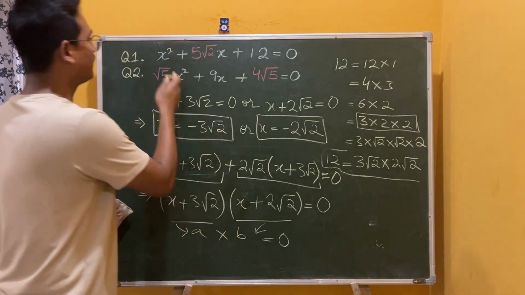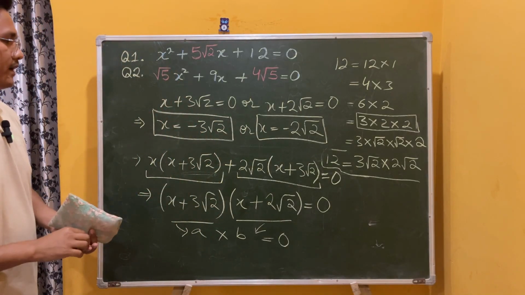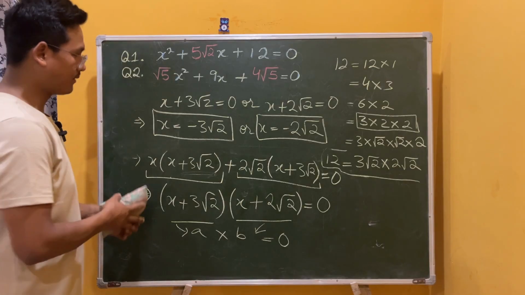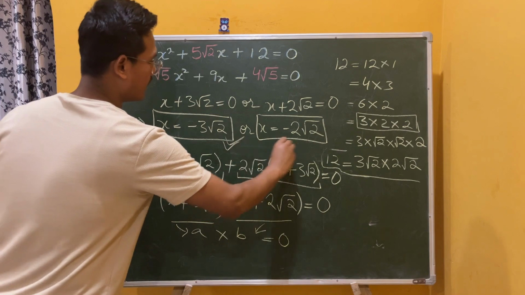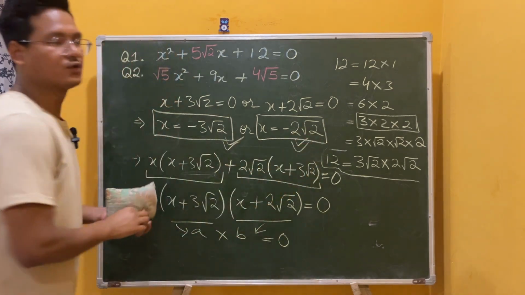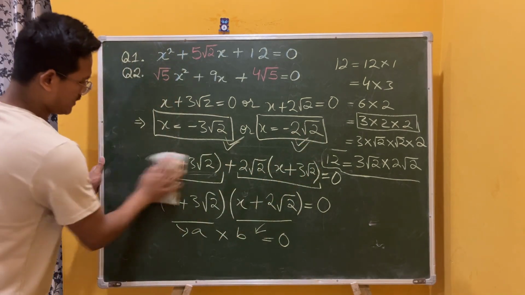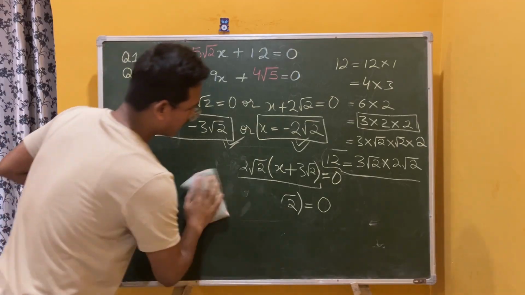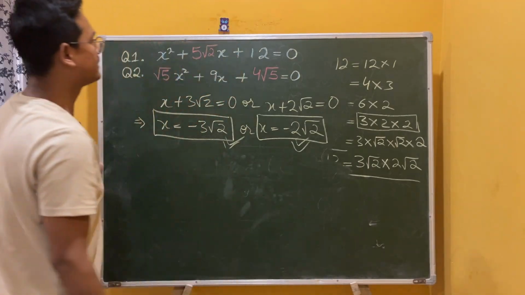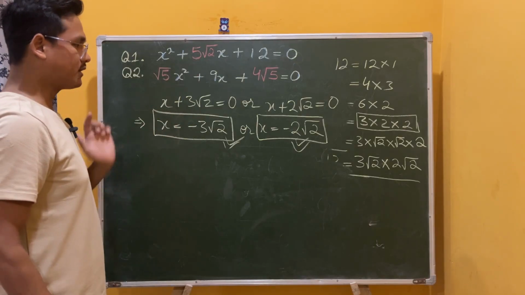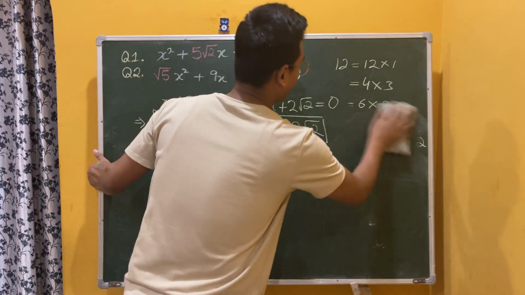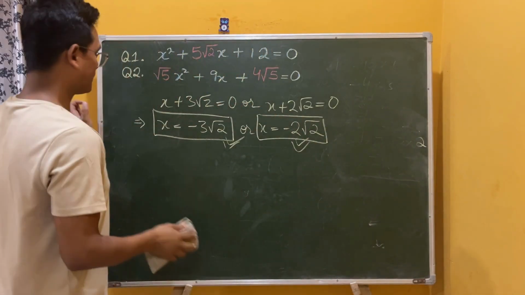You know that when we solve a quadratic equation, we get two values of x. So from this one is 3 minus 3 root 2, another is minus 2 root 2. So I hope you understood. Whenever you see an irrational number in the middle term, this is how it's done. Now we'll move on to question number 2.